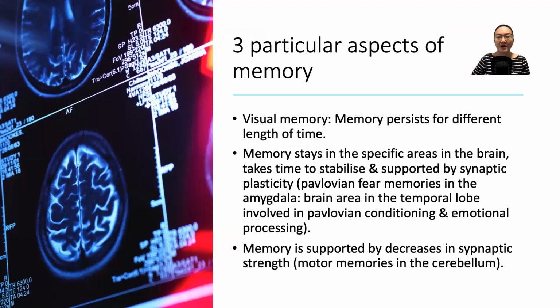What are the three particular aspects of memory? Visual memory. Memory persists for different lengths of time. Memory stays in specific areas in the brain, takes time to stabilize, and is supported by synaptic plasticity. Pavlovian fear memories are in the amygdala, a brain area in the temporal lobe involved in Pavlovian conditioning and emotional processing. Memory is supported by decreases in synaptic strength, motor memories in the cerebellum.